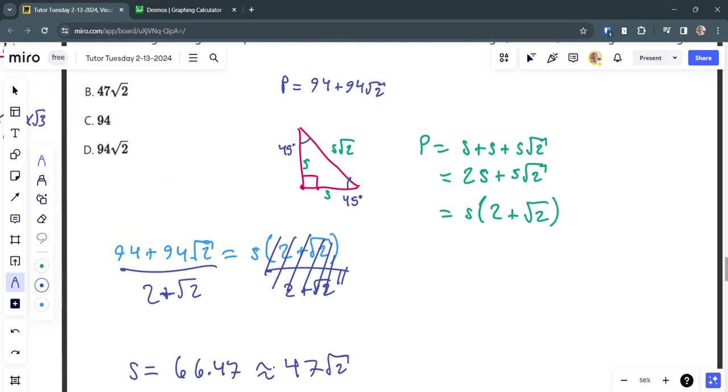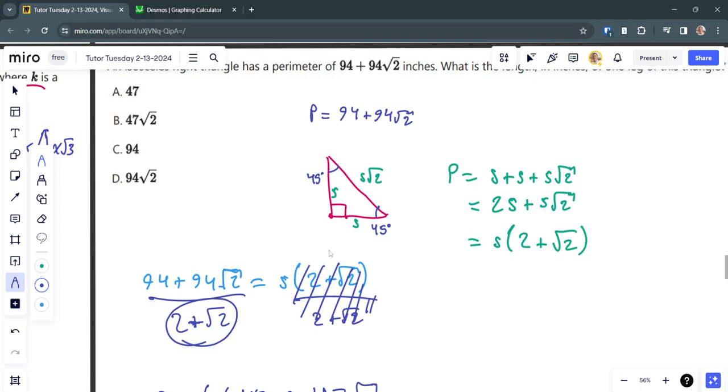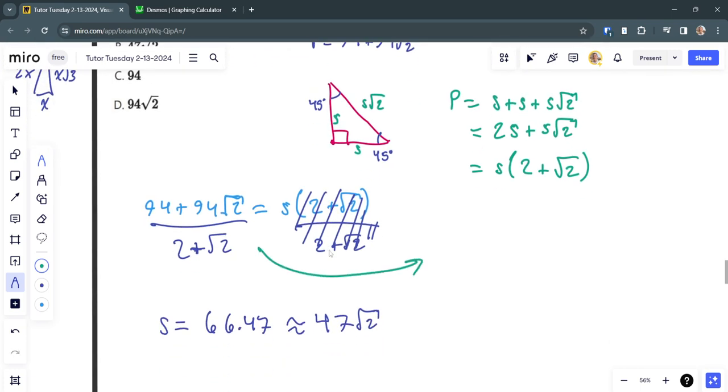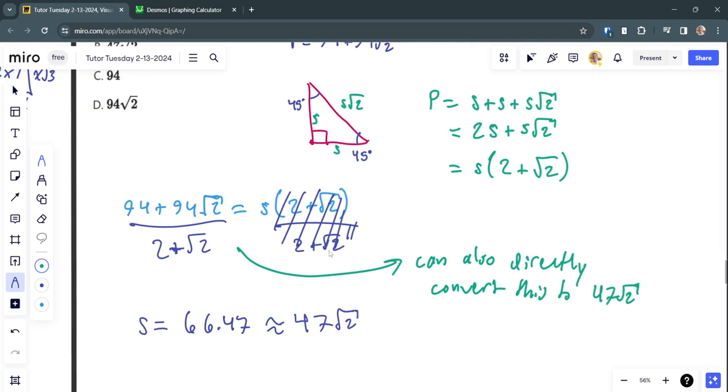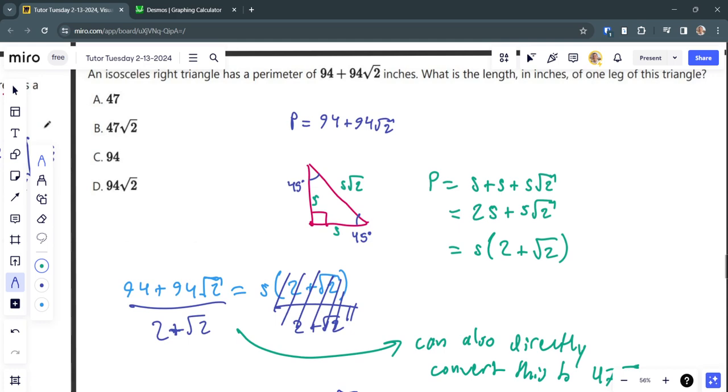Honestly, I think that is quicker than what is considered the quote-unquote right way, which is to rationalize this denominator by multiplying everything by its conjugate, 2 minus square root of 2, distribute things out on the top, and see what everything simplifies down to. But you can also, let me write that as a note, directly convert this to 47 root 2. But yeah, for the SAT, whatever gets you the right answer is probably the method that you should use.